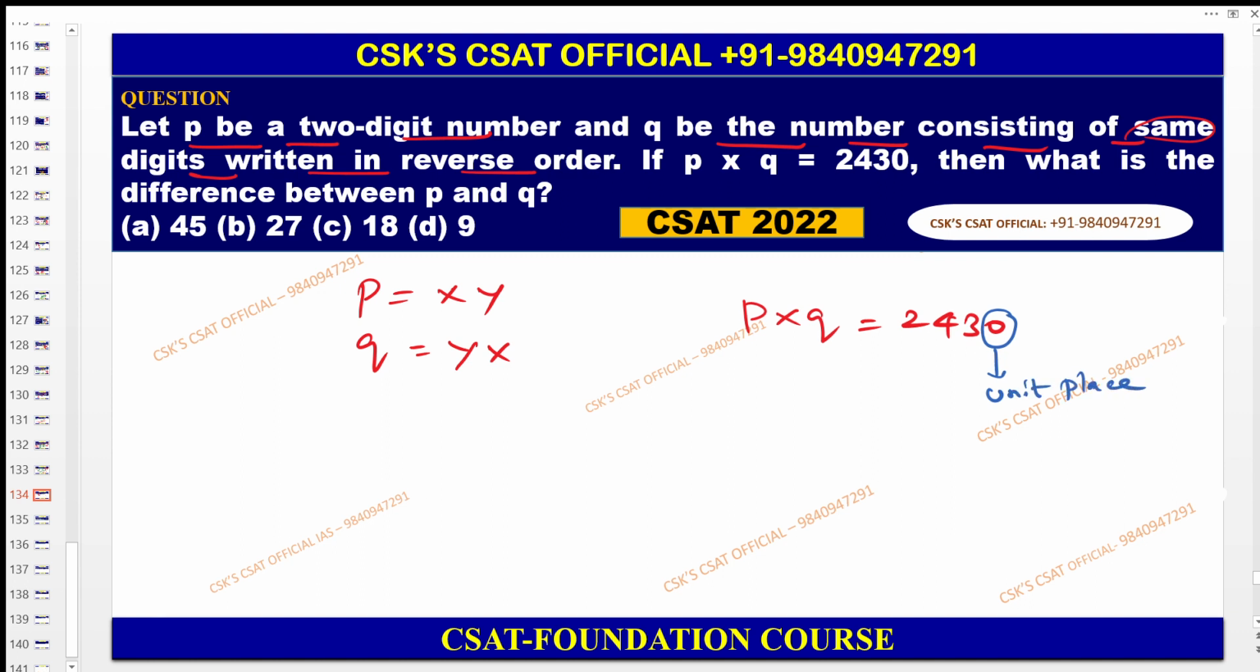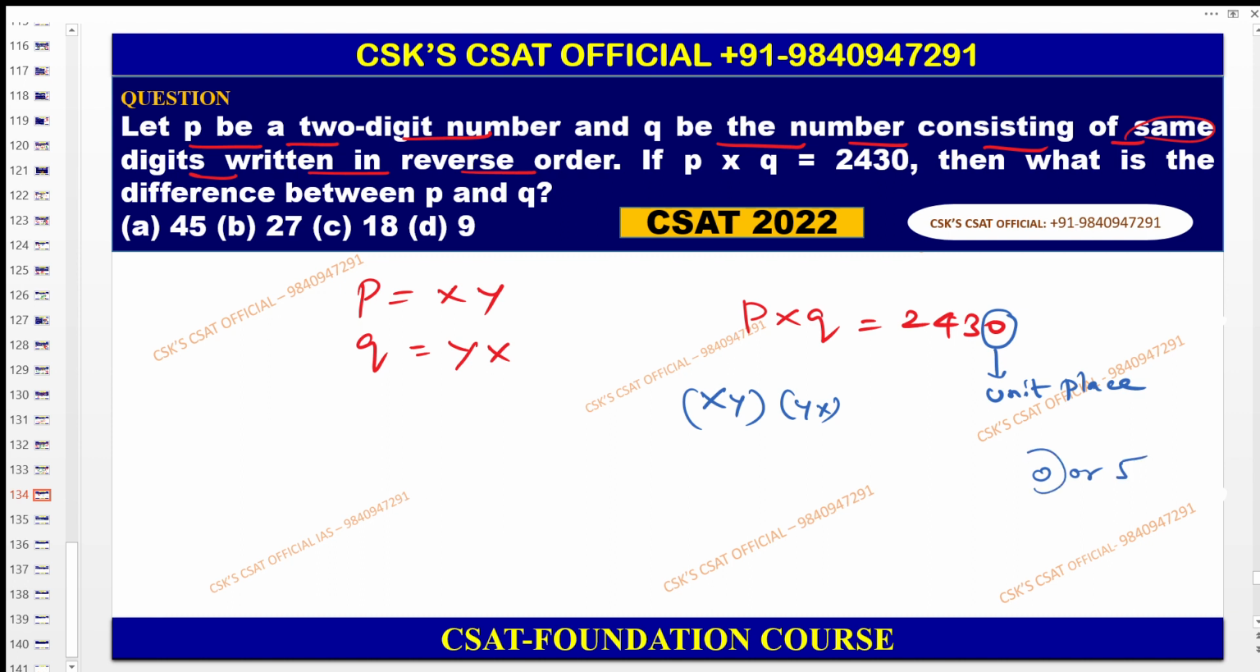0 in the unit place. So here xy into yx. In order to get the 0 in the unit place, one of the product must contain 0 or 5 in the unit place.